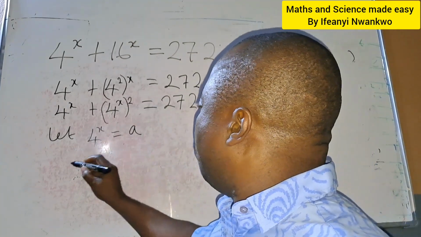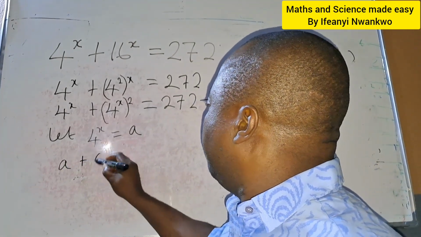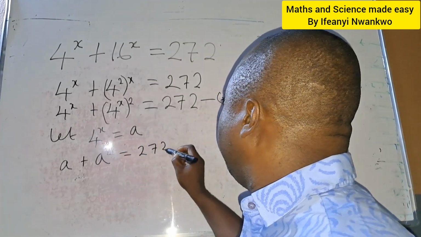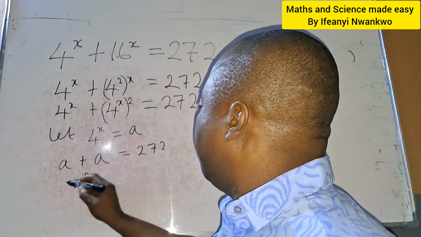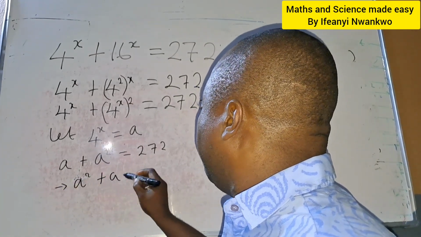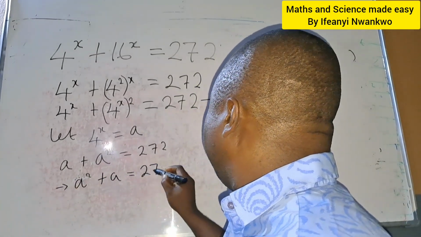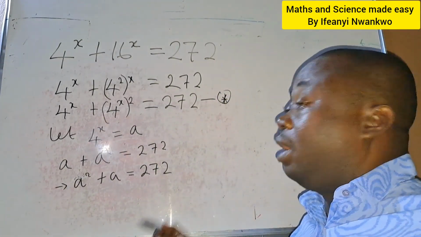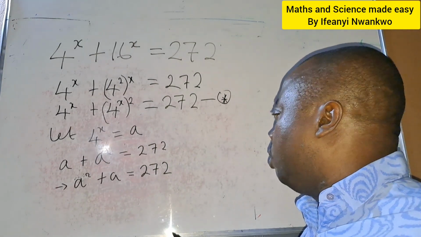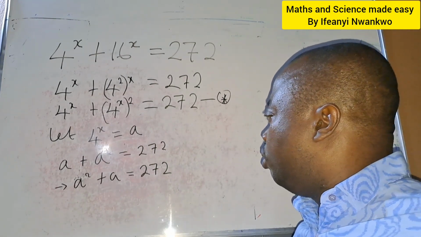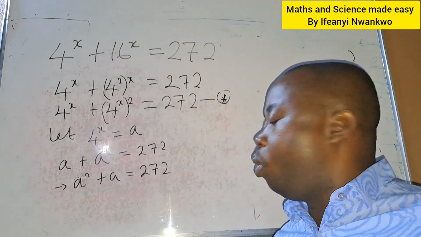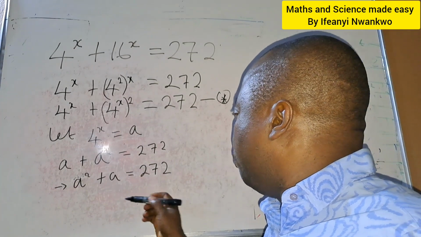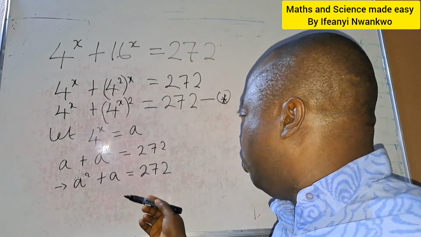If we do that, we'll have a plus a squared equals 272, which is a squared plus a equals 272. So the whole thing reduces to a quadratic equation. I like using the completing the square method to solve quadratic equations, because you are at liberty to use either the formula or factorization method.